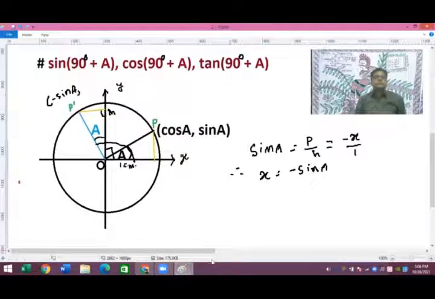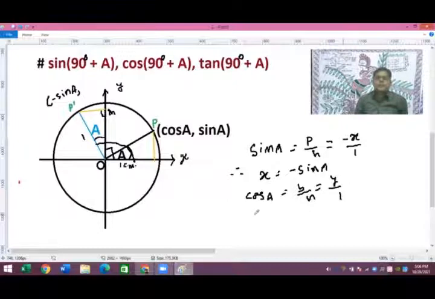All right. Let me check for the y coordinate. So cos A equals base by hypotenuse, and the base for this triangle is along the positive y-axis, so you can write here y, and H is, in fact, again the radius of the same unit circle. This is 1 centimeter, so you can write here 1. So you have the y coordinate as cos A.